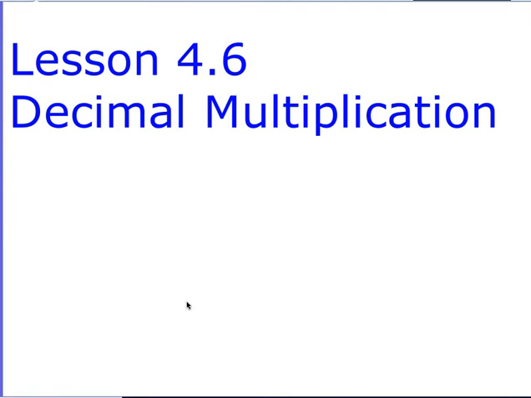Okay, today we're doing lesson 4.6, decimal multiplication. The essential question: how can we use a model to multiply decimals?